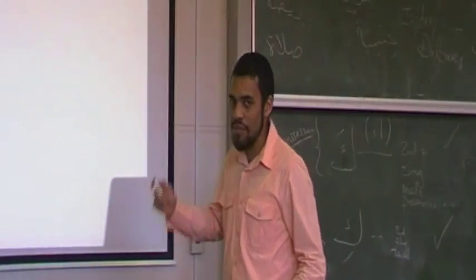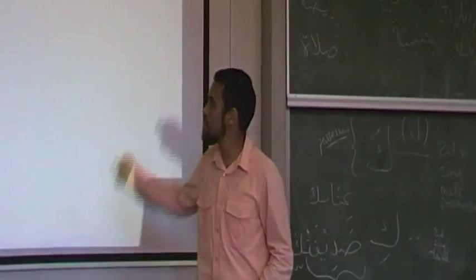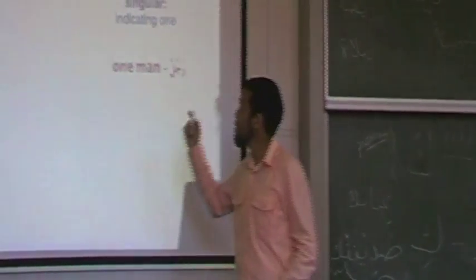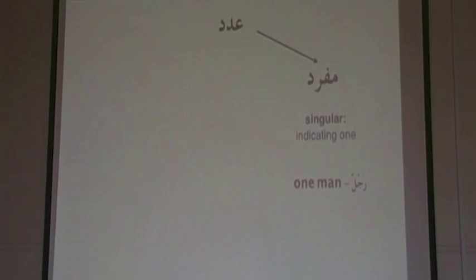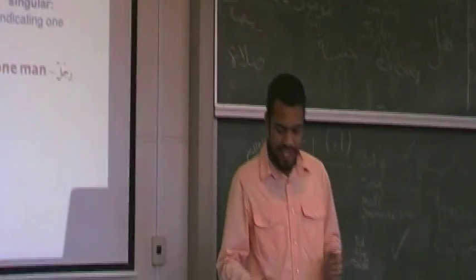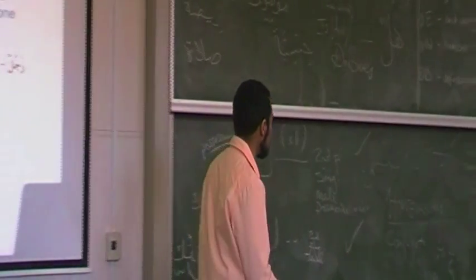Now in Arabic we've got different terms for number. We can have singular, which is called mufrad. Everybody say? Mufrad. You can also call it wahid. Say? Wahid.